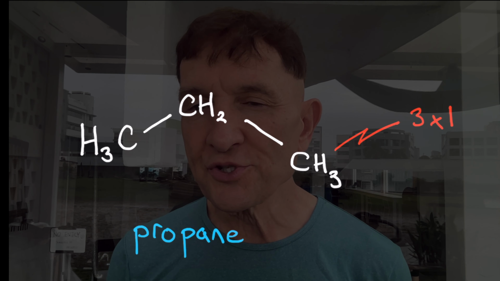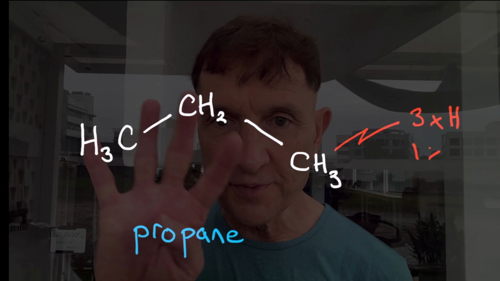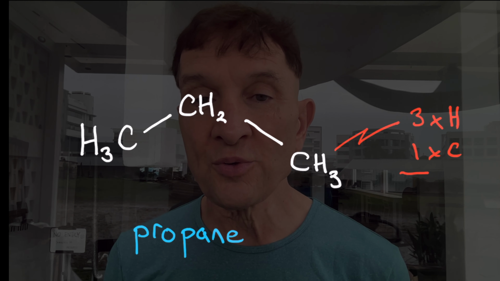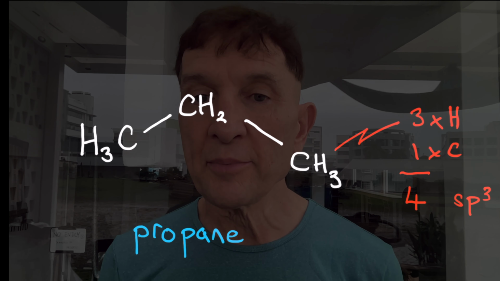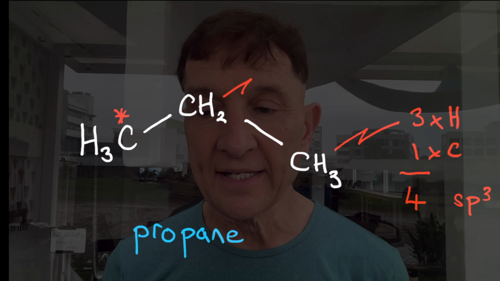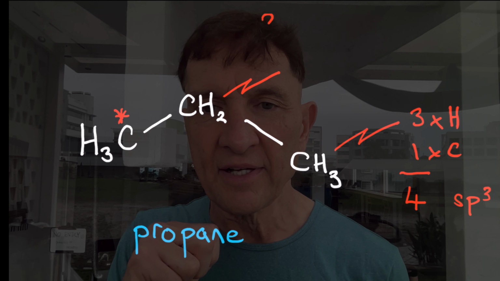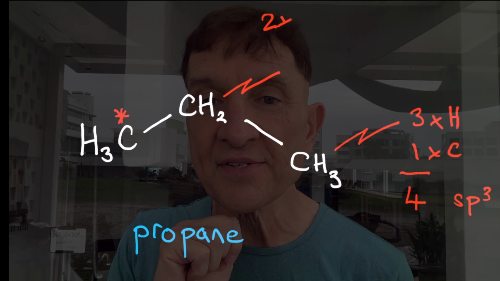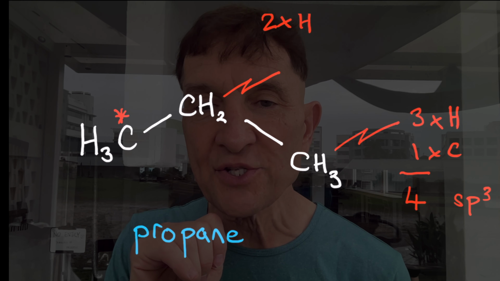Both have 3 hydrogens and a carbon connected to the central carbon. That's 4 groups. There's no lone pairs. So the geometry about them will be tetrahedral because the hybridization state is sp3. On the central carbon, the methylene, well, there's 2 hydrogens and 2 carbons attached to that. 4 groups, no lone pairs. 4 groups corresponds to sp3 hybridization, tetrahedral geometry.